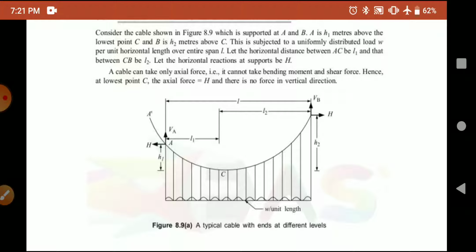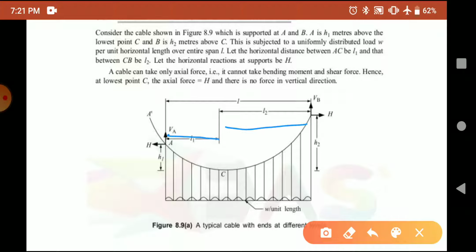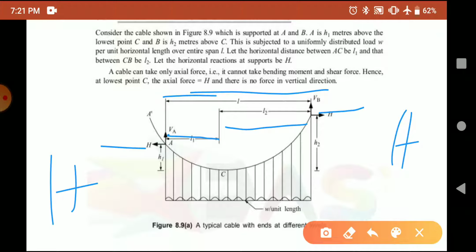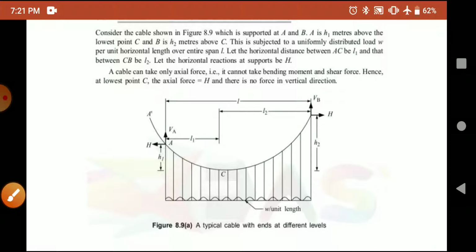Let the horizontal distance between AC be L1 and between CB be L2. The horizontal distance between A and C, let it be L1, and that between C and B, let it be L2. And the overall distance between the supports, let it be small l. Let the horizontal reactions at the support be H. So we assume that the horizontal reactions at the supports is H. And the vertical reactions, let it be VA and VB.